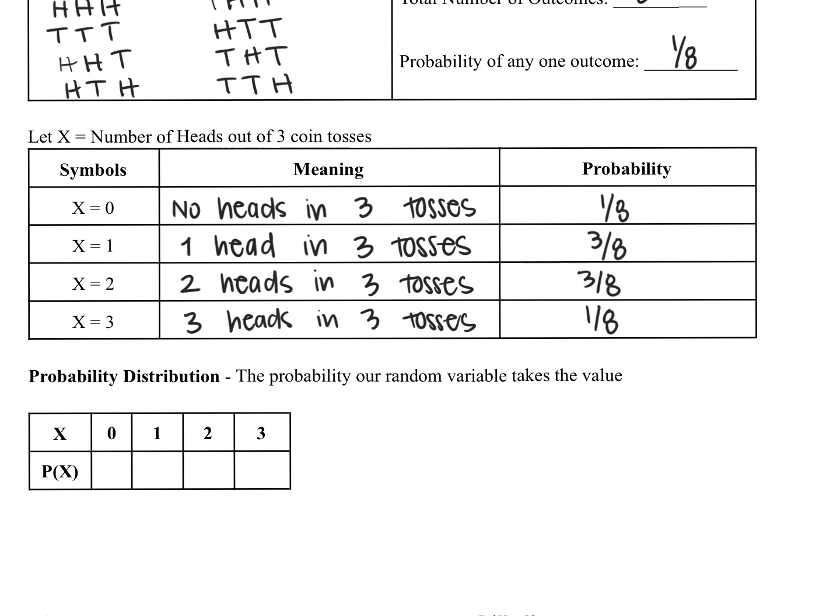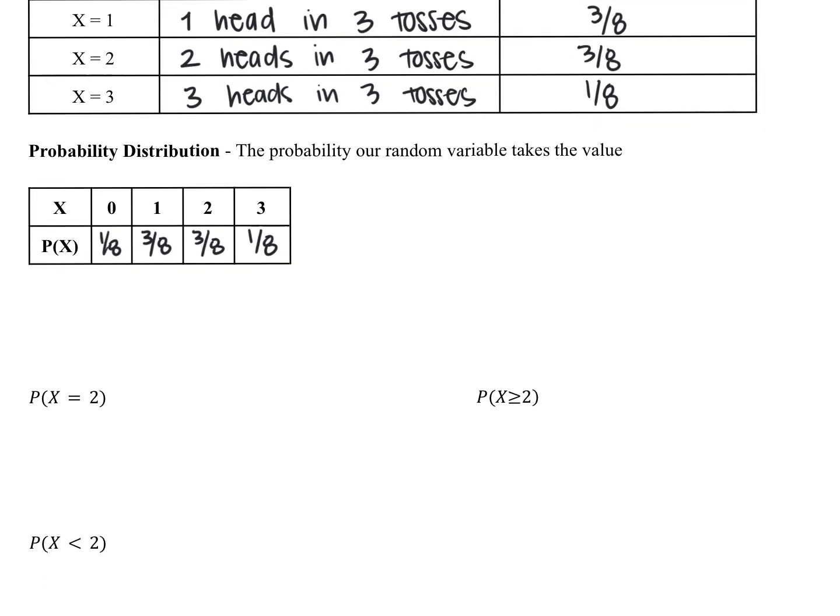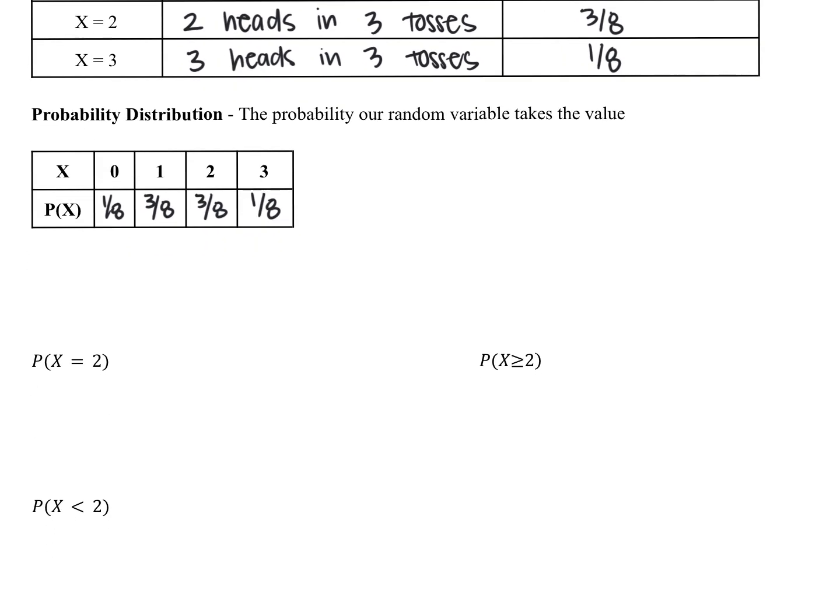So if we create a probability distribution out of this, we create a table where x is our number of heads, which in this case is 0, 1, 2, or 3, and then p of x is our probability. So we write it as 1/8, 3/8, 3/8, and 1/8, which we can then use to find probabilities from this table. Just like a regular probability distribution, all of my probabilities have to add to 1, and 1 plus 3 plus 3 plus 1 is 8, so I get 8 out of 8, which is 1.